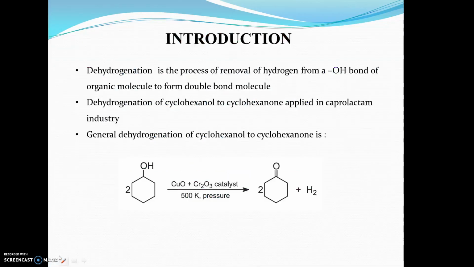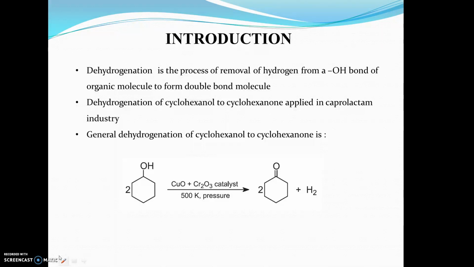Okay, so first, since the reaction is about dehydrogenation, let me give a short brief about the reaction. Dehydrogenation is the process of removal of hydrogen from an OH bond of an organic molecule to form a double bond molecule. So it is a heterogeneous gas phase dehydrogenation at atmospheric pressure, and it's also a very highly endothermic reaction.